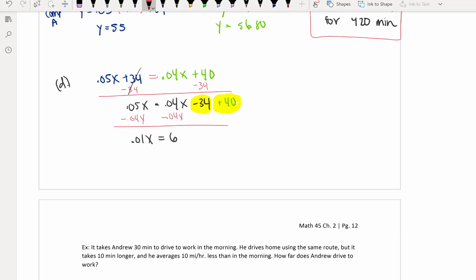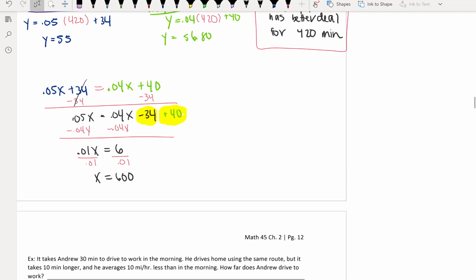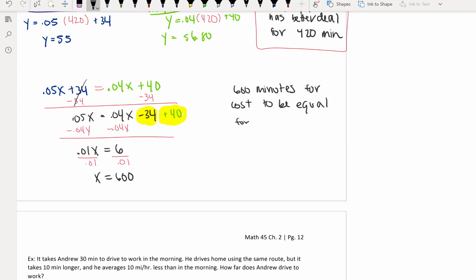Now I'm going to divide by 0.01 on both sides. So I'm going to get that x is equal to, and 6 divided by 0.01 is 600. Don't forget that the x represents the minutes here. So 600 minutes for the cost to be equal for both plans.